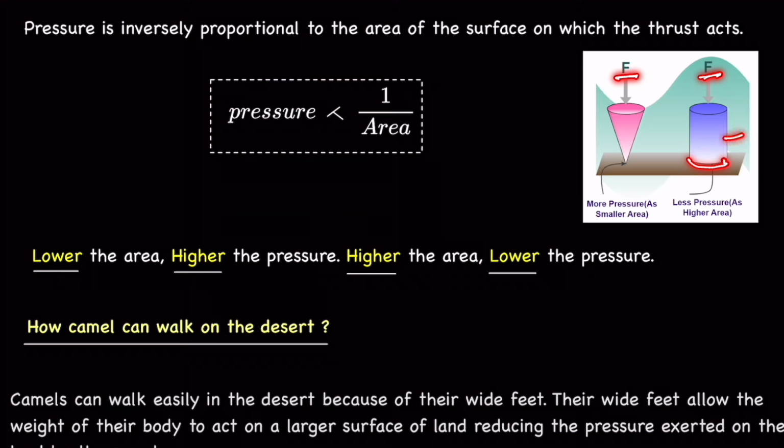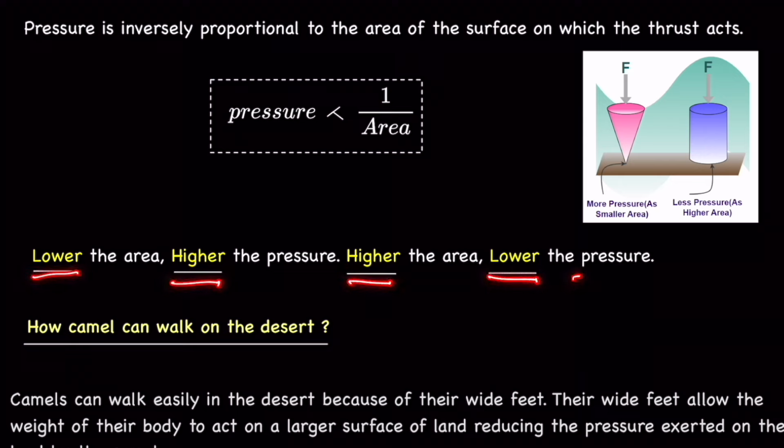So in this case, here in this body, pressure is less. But when the area is less, pressure is more. So from there we can say that lower the area, higher the pressure, higher the area, lower the pressure.